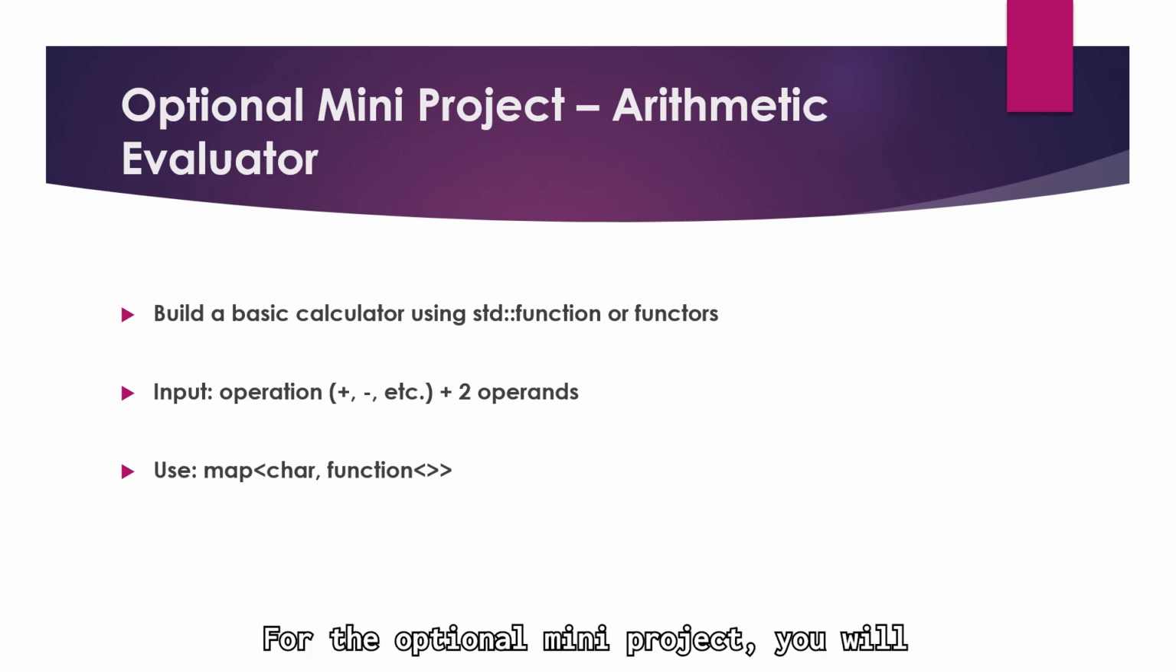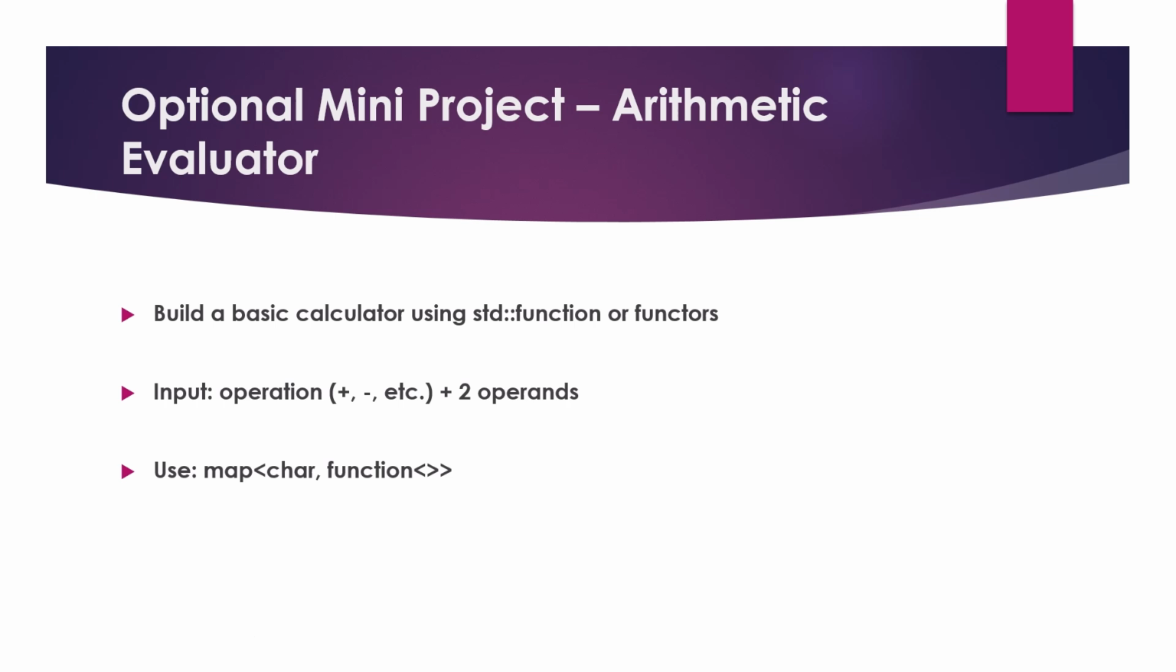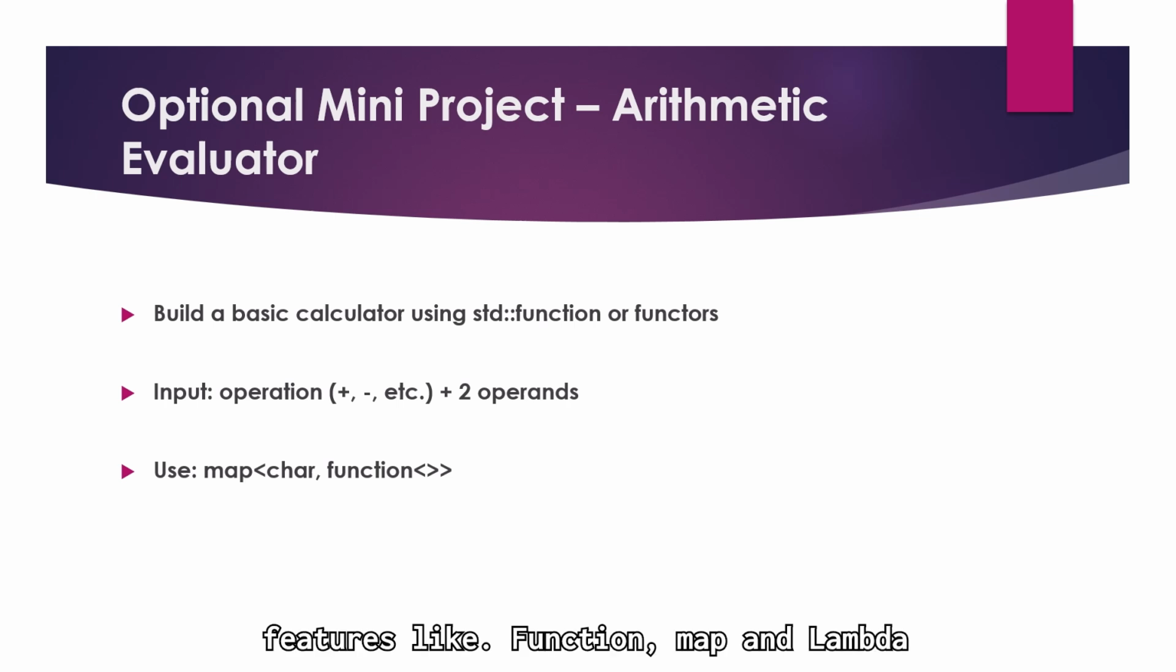For the optional mini project, you will build an arithmetic evaluator using std::function or functors. The evaluator should take an operator and two operands, then compute the result based on the operation. You can use a map<char, function> to map each arithmetic operation to its corresponding function. This project is designed to push your limits by applying advanced STL features like function, map, and lambda expressions. If you complete this project, you will earn extra points and, more importantly, gain deeper insight into how powerful STL can be.